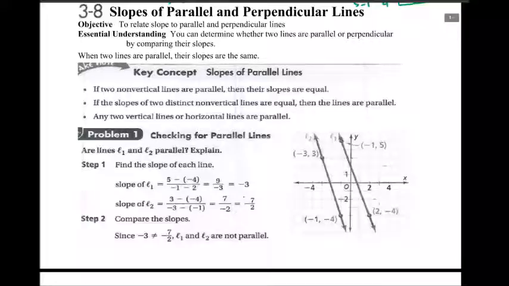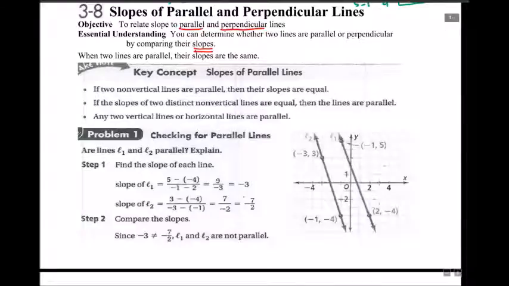So let's look at 3.8, and this is what really matters to us as far as geometry goes. We are going to talk about the slopes of parallel and perpendicular lines. And we know what both of those are. Parallel lines are coplanar and do not intersect. Perpendicular lines intersect at a right angle. And we can determine if they are parallel or perpendicular using their slopes.